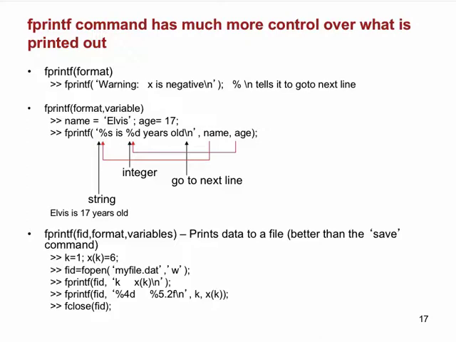So again, I can open the file for writing, and then I can give some hint what is in this file. So in this case, k is 1, x of k is 6, and then just print k and x of k and close the file. Okay.